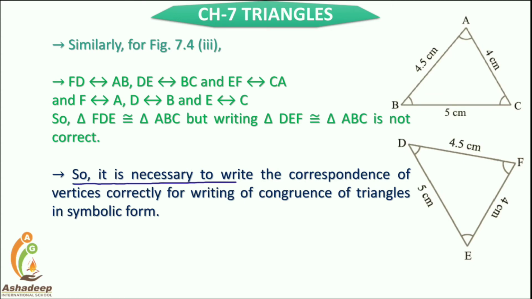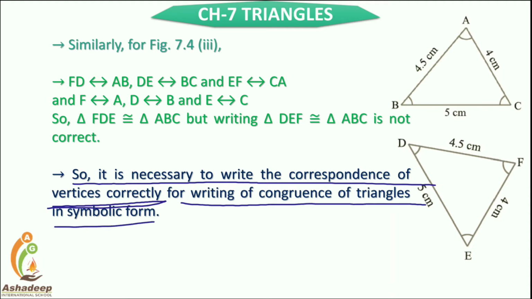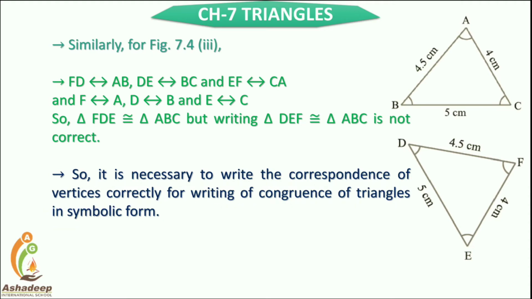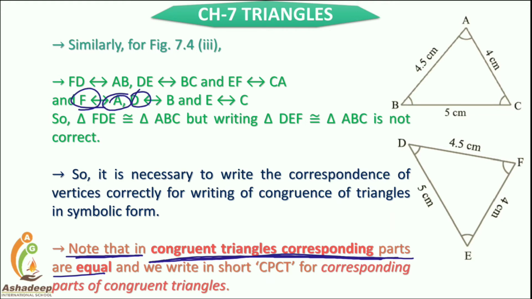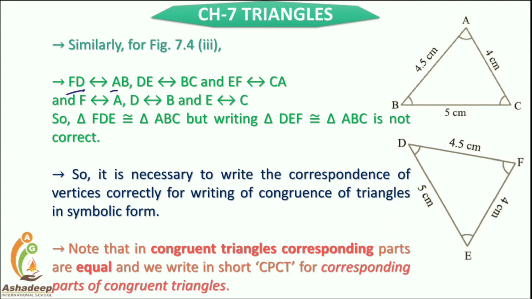So it is necessary to write down the correspondence of the vertices correctly for writing the congruence of the triangles in symbolic form, right? Here it is very important to note that in congruent triangles, corresponding parts are equal. That means angle F is equal to angle A, angle D is equal to angle B, angle E is equal to angle C. Then FD is equal to AB, DE is equal to BC, and FE is equal to CA. That means if FD is 5, then AB will also be 5.